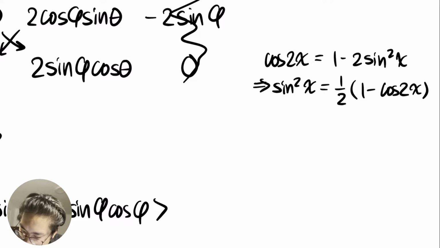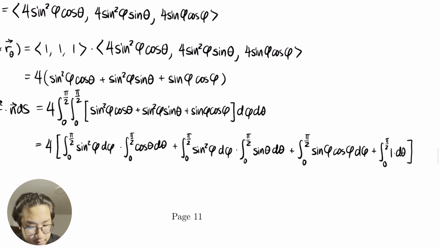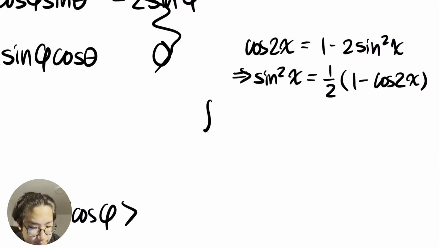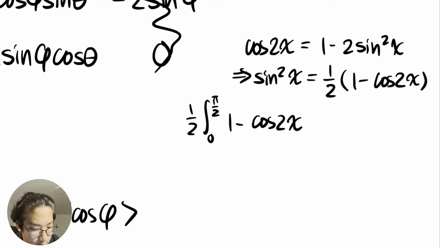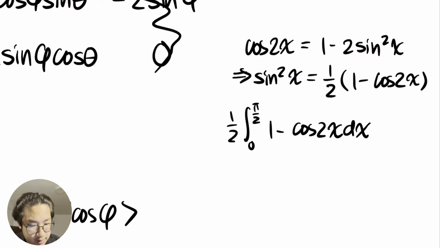Cos 2x, yep. And then we'll quickly just integrate this over here so we can use that repeatedly. So the integral from 0 to pi over 2. That 1/2 will move to the outside, and then we have 1 minus cos 2x dx. I'll write it over here.